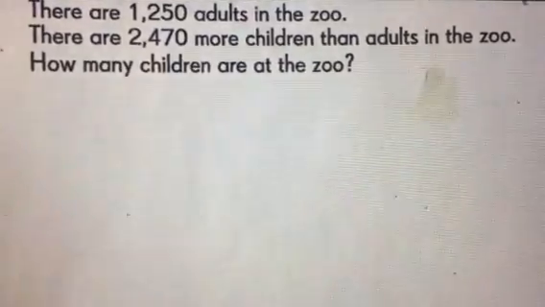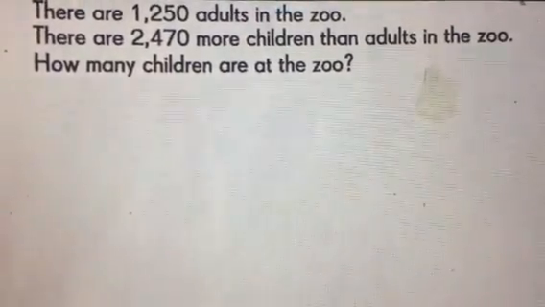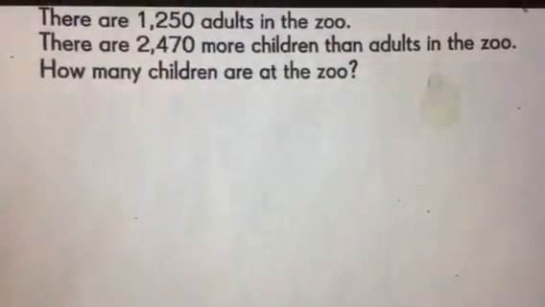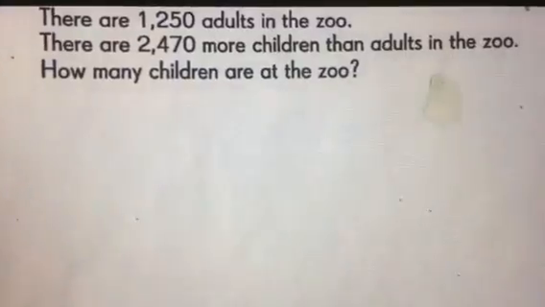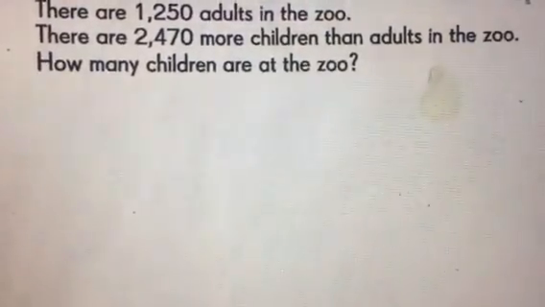Step number 1, read the problem. There are 1,250 adults in the zoo. There are 2,470 more children than adults in the zoo. How many children are at the zoo?